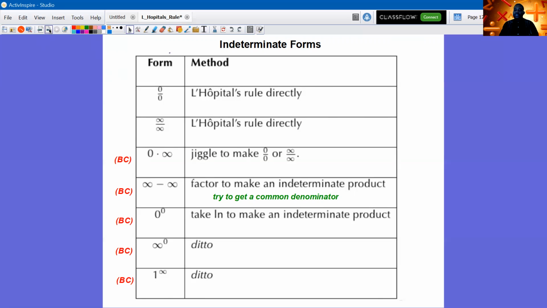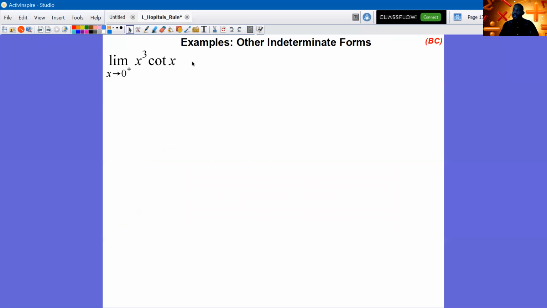So now let's take a look at some examples. All of these examples you'll find in Calculus BC. So let's take a look at this.